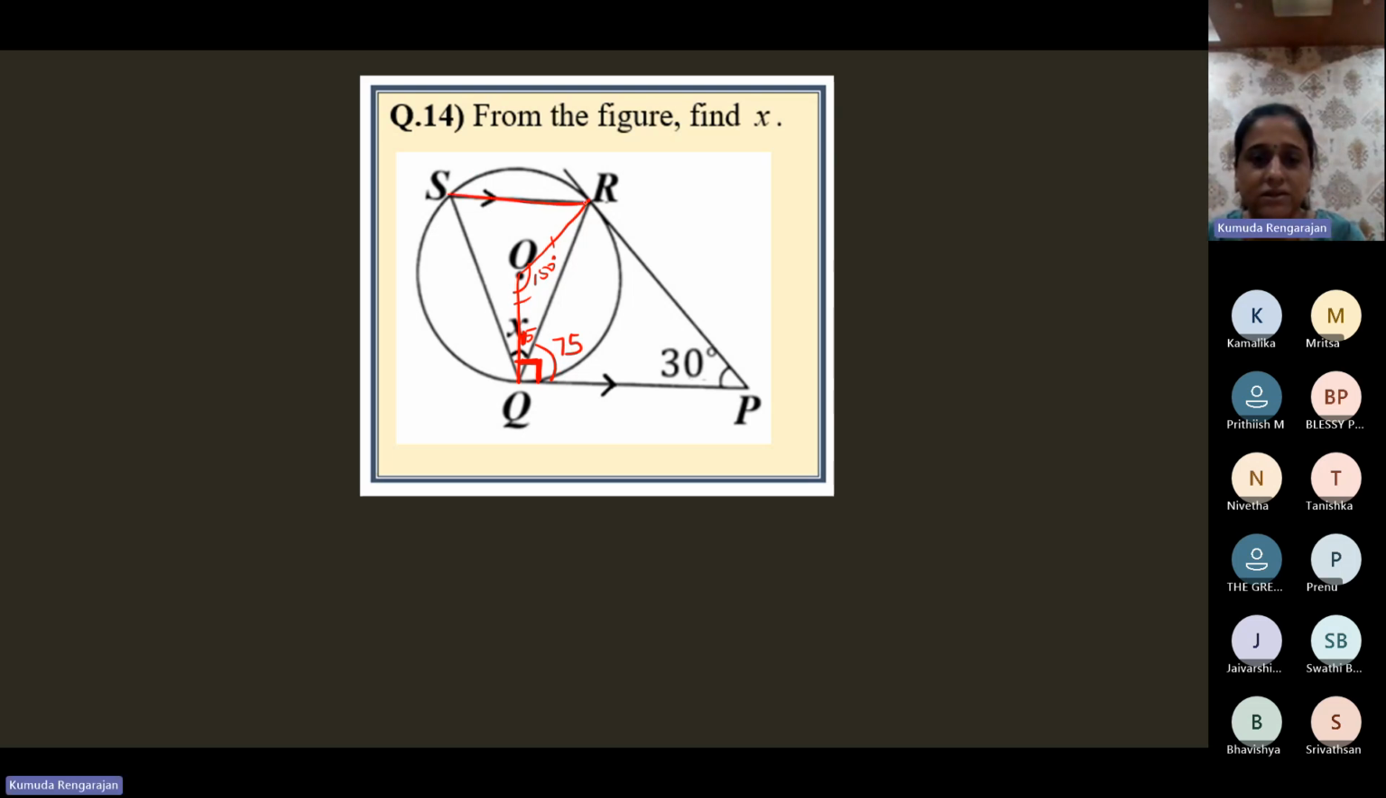So parallel line, transversal, parallel line. If this is 75, this is 75. In the triangle, this is 75 degrees. Now, by the theorem, angle at the center is double the angle on the circumference. If this is 150, this is 75. Now in this triangle QSR, two angles are 75 degrees each. So this X, the angle which is marked X, is 180 minus 150, which is 30.